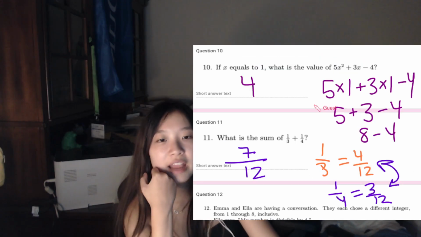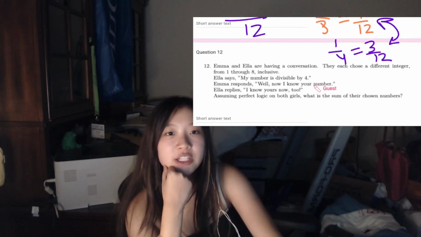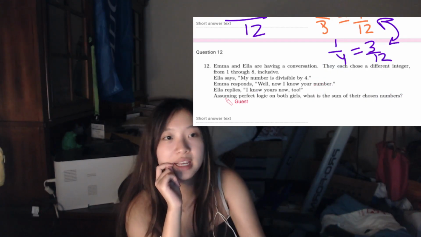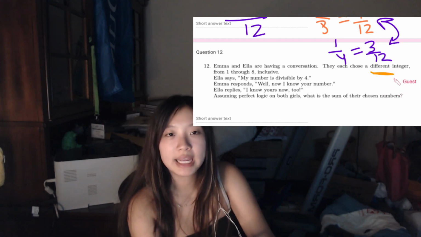Amazing. And finally, we have Emma and Ella having a very insightful conversation. They each choose a different integer. Please let us know this. Different integer means that all the numbers are different, from 1 through 8 inclusive.